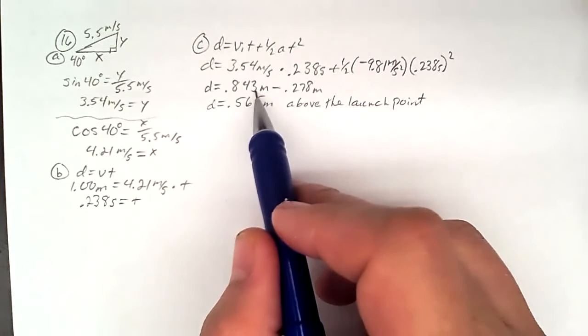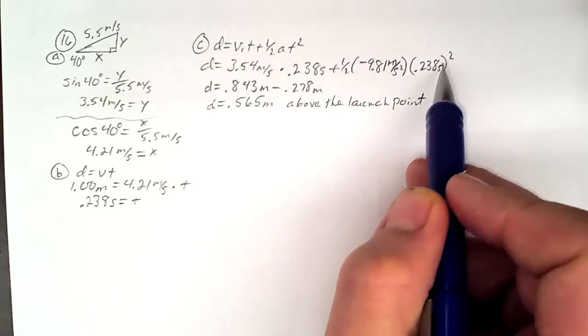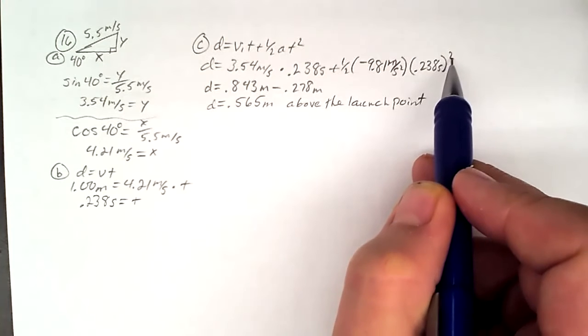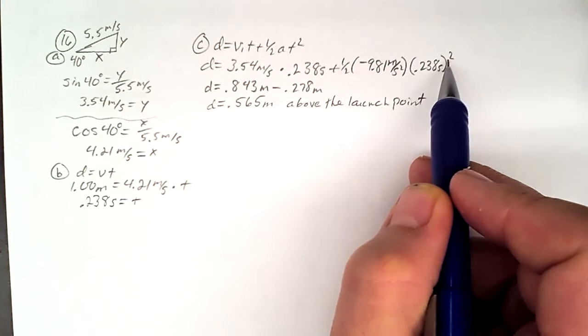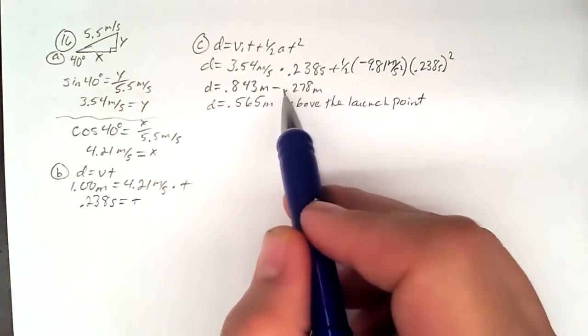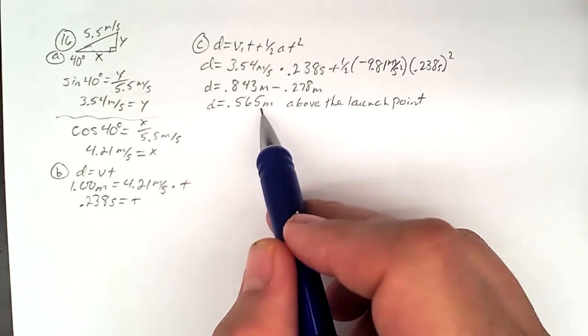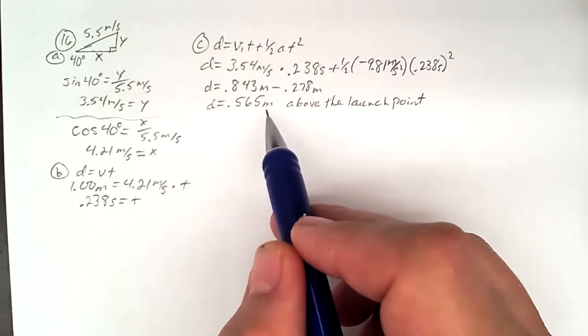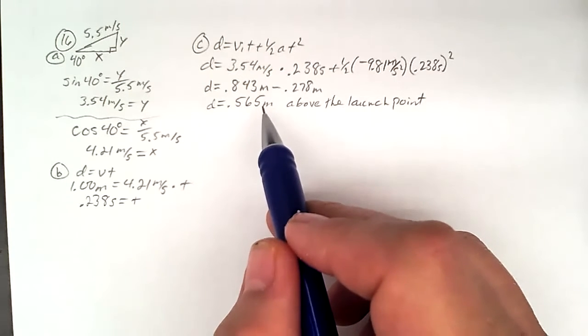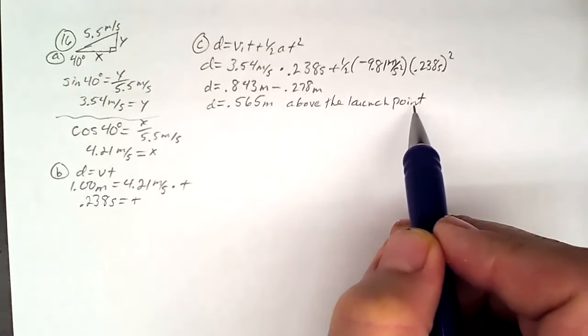And this times this is this, this times this times this. Remember to square that, because my big mistake has been not squaring it. I've done that one too. So squared times times, and that's this. Make sure that you have a minus sign and subtract, and that's the distance compared to the launch point. And since we got a positive number, it's the distance above the launch point.